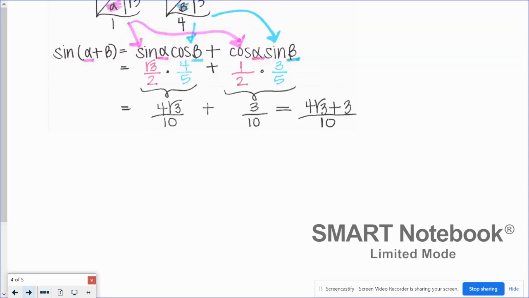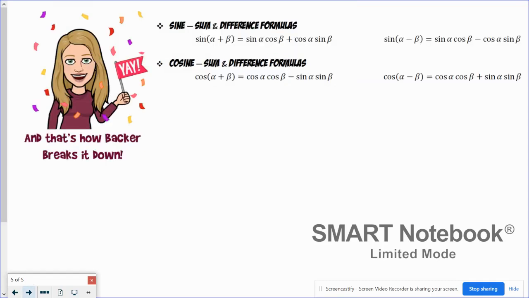So in order to use sum and difference identities, you need two reference triangles, one for alpha, one for beta. From those reference triangles, that's where you're going to get your sine and cosine ratios. So find the ratios, plug them in, do the math, and that's how you find exact values using sum and difference formulas.